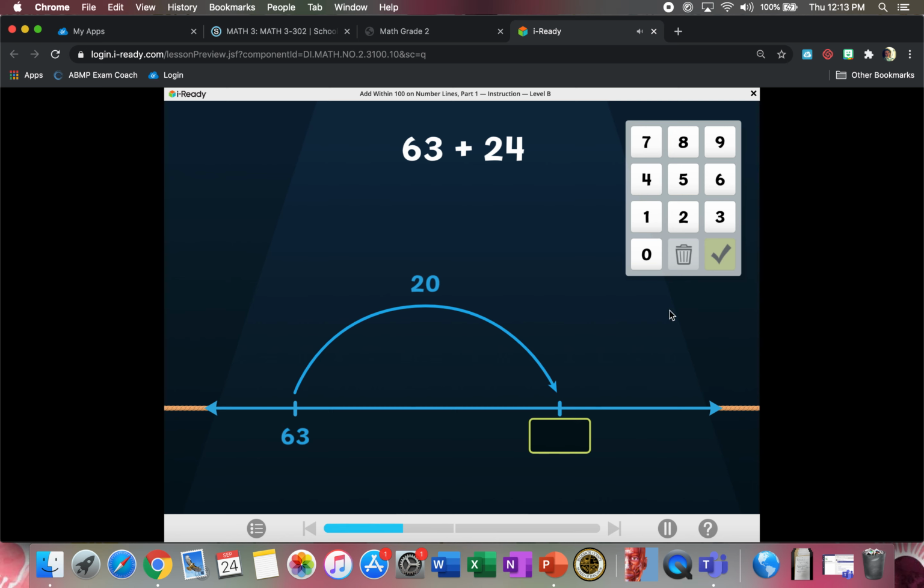So 63 plus 20. I know that 63 plus 10 would be 73, and 73 plus another 10 would be 83.